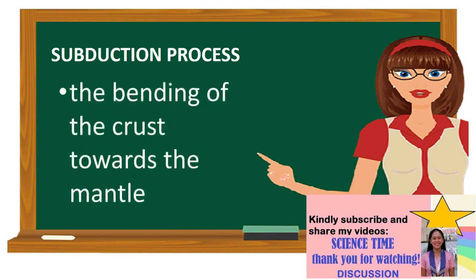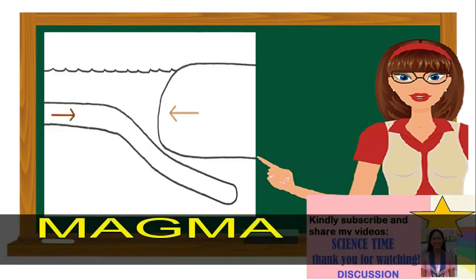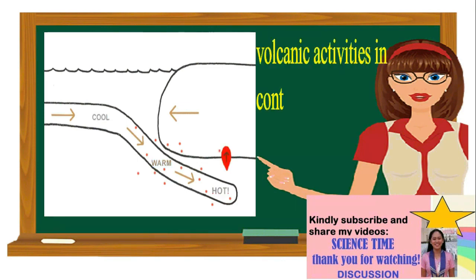Since the mantle is hotter than the crust, the tendency is for the subducted crust to melt, forming magma. Addition of volatile materials such as water will cause the magma to become less dense, hence allowing it to rise and reach the crust once again, causing volcanic activities on the continental leading plate.